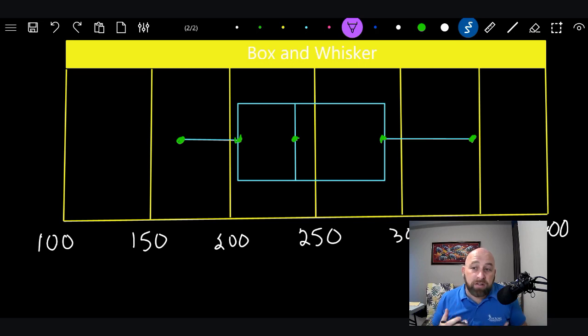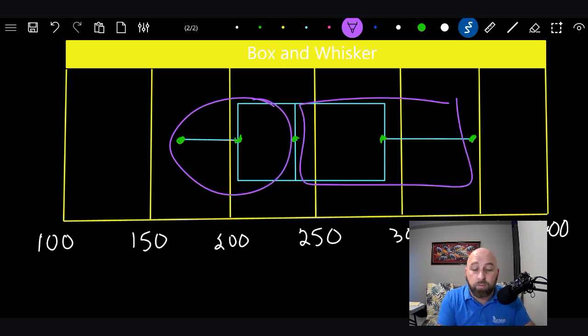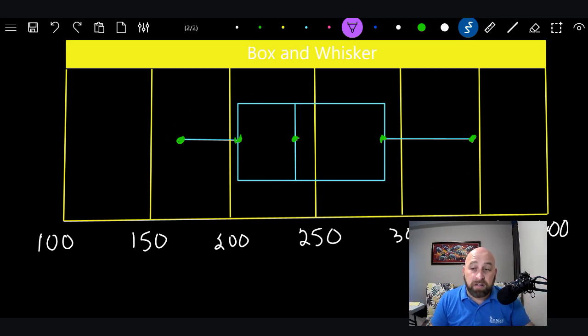Now, here's the way that the 5-number summary works. It lets us see things like that. It shows us that there are more people packed into this area, and this area is more spread out. There are bigger gaps in it. So it allows us to see certain things about the data. But that is the box and whisker.